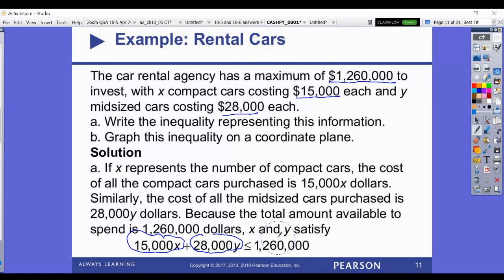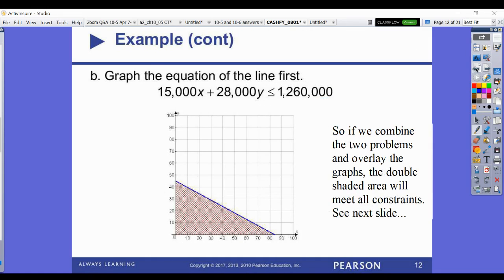Now we're going to add that to the same graph, but I have it over here. So if we wanted to graph this equation, you'd have to do a little bit of working to get Y by itself and graph it. But anyway, you can use your calculator also. This is what it looks like. So this is how much money I can spend.